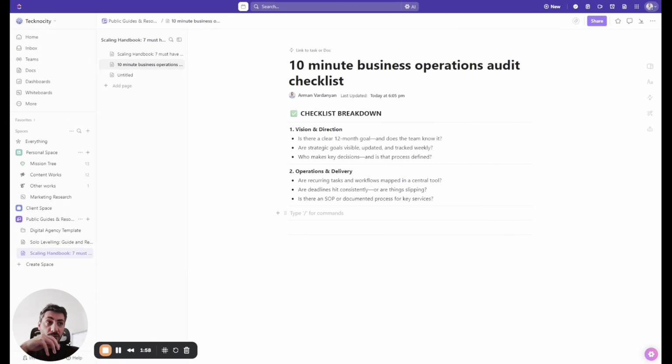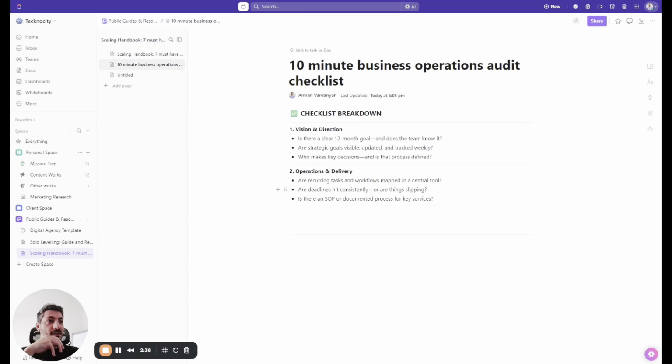So the next main group is, of course, operations and delivery. If you're relying on the memory of your team members or Slack messages and Slack channels, you will get lost in communication and unfulfilled tasks. So what you should ask is, are recurring tasks and workflows mapped in a central tool? Does your project manager use ClickUp for task management, while your sales team uses emails and your CEO keeps everything in his head? That's not going to run. You need to have one centralized place where all the tasks in your company are tracked.